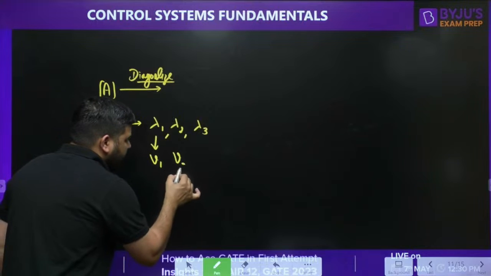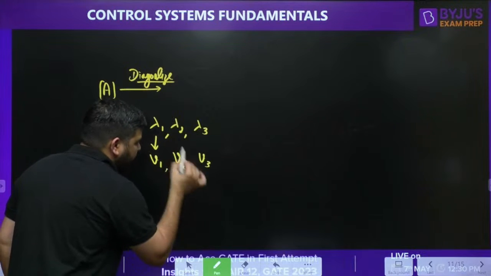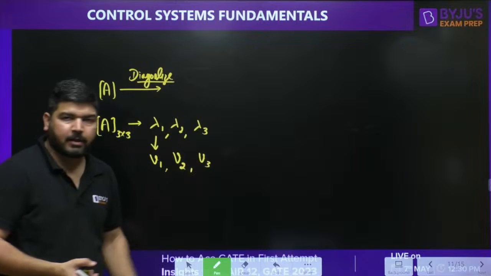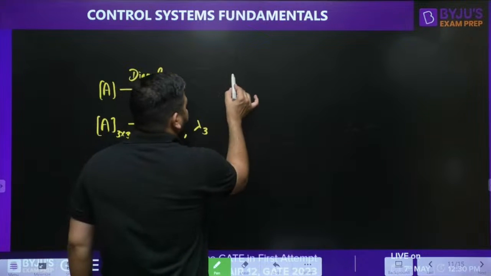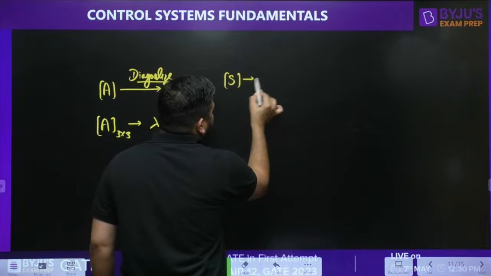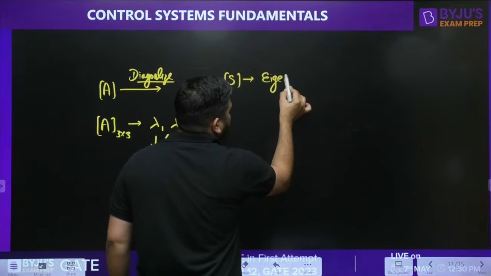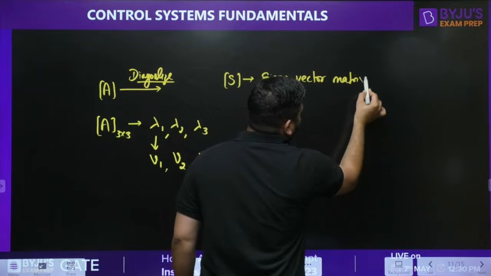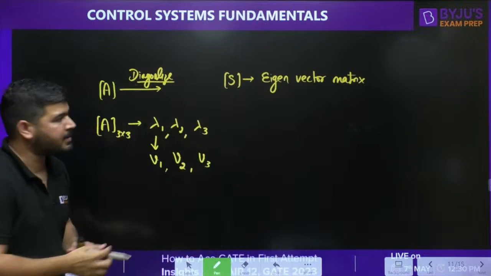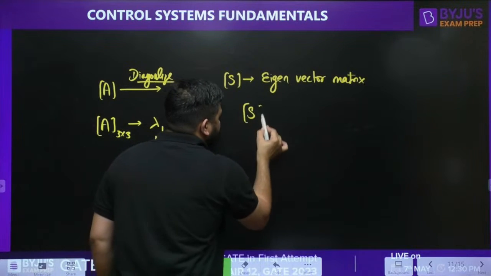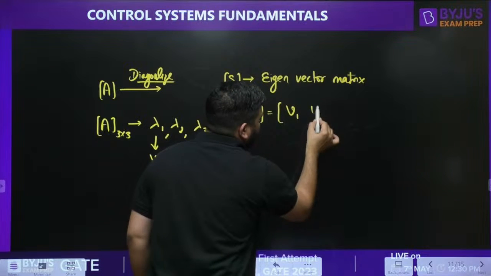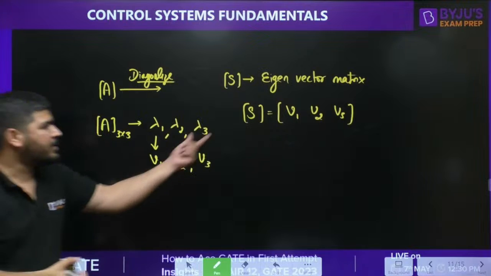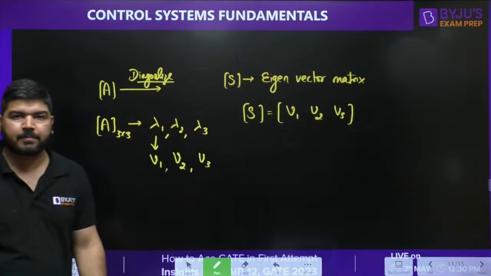linearly independent. So they are linearly independent: V1, V2, V3. We found the eigenvectors V1, V2, V3. Now we form the eigenvector matrix S. How to find this eigenvector matrix? It is very simple. You can write it as [V1, V2, V3], where every column represents a vector. So this is my eigenvector matrix.